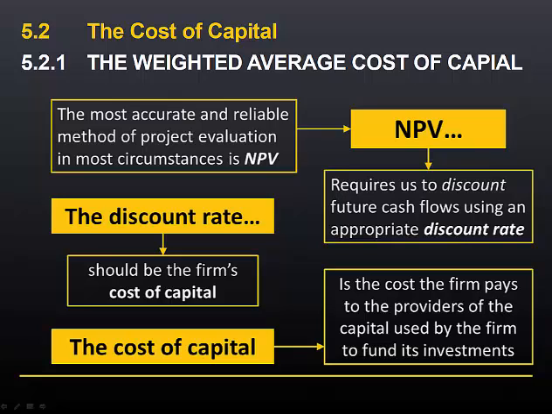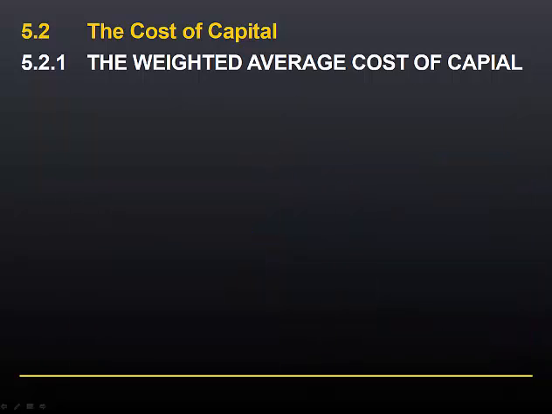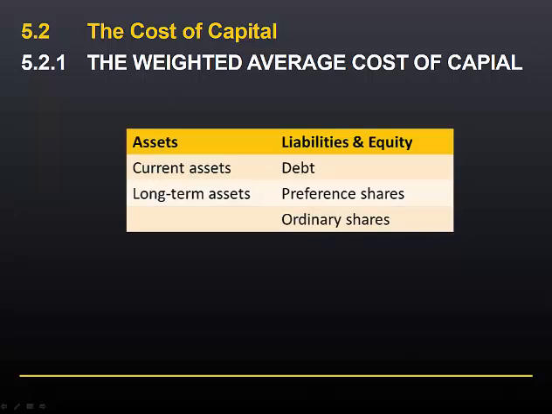If the NPV of a project is a positive number, it indicates that the project is returning greater than the cost of capital, and therefore increasing the value of the firm and the wealth of shareholders. An important concept in calculating the cost of capital is the firm's capital structure. If we consider this simple balance sheet that we've looked at in previous topics, everything on the right-hand side of the balance sheet, debt and equity, constitutes the capital structure of the firm.